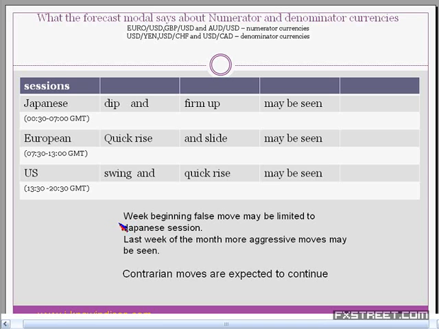Then the big beginning false move may be limited to the Japanese session, and afterwards they are expected to gain more levels. And the last week of the month, so from 26th to the 30th, is the last week of the month. Whenever the month gets over in a particular week and the new month is in the next week, then for about 10 trading days, they are expected to make very aggressive moves in the market in order to hit the stops of the derivative markets like the options and the futures, and also induce the traders to take the opposite positions during the next month series.